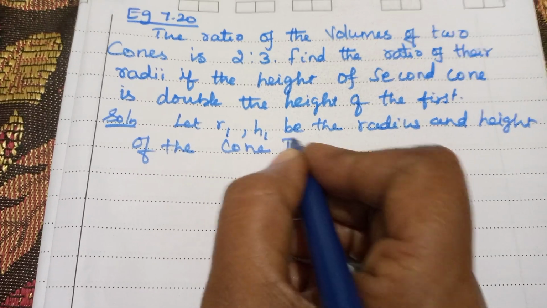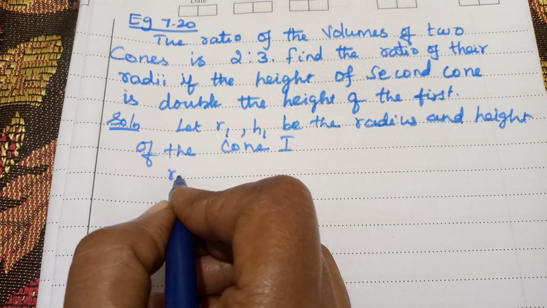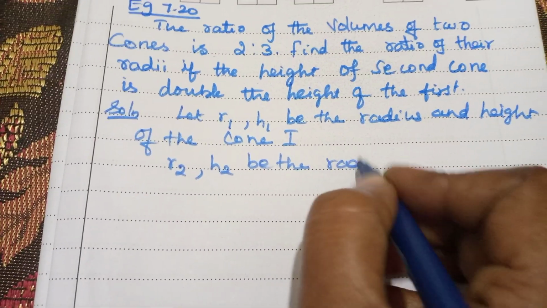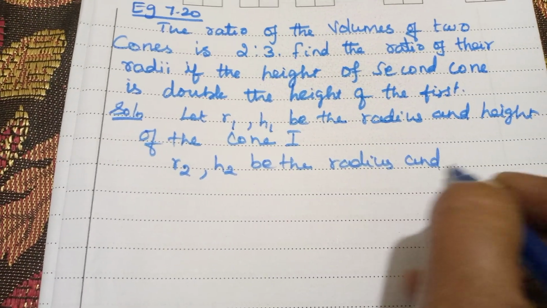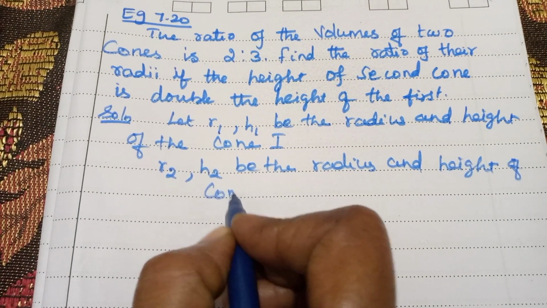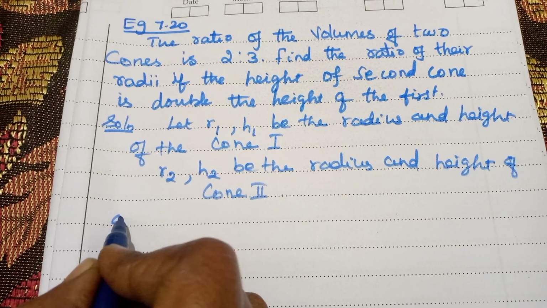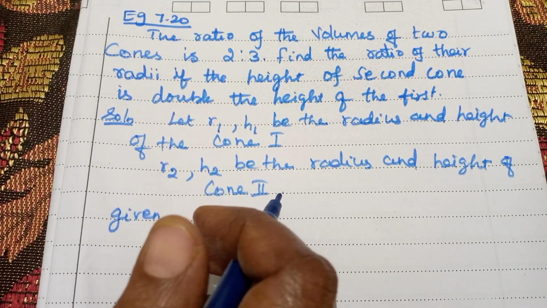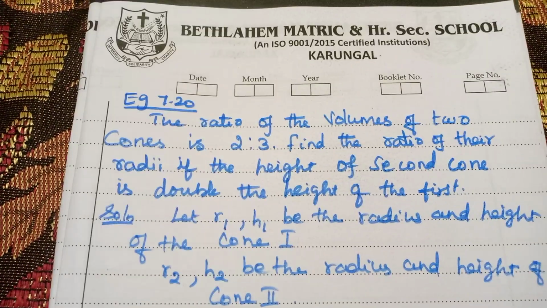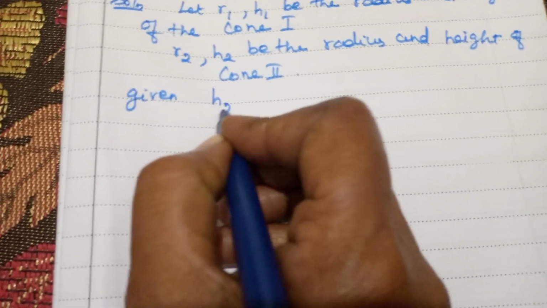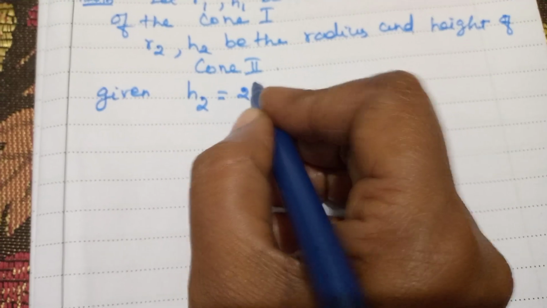Here two cones mentioned. Okay, and r2 comma h2 be the radius and height of cone 2. Given, what is given now? The height of second cone is double the height of first. So this condition can be written. Height of the second one is equal to double the height of first one.